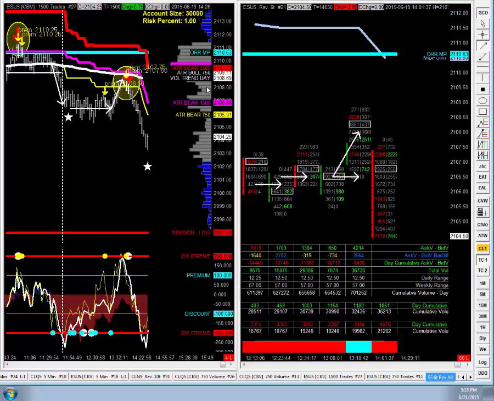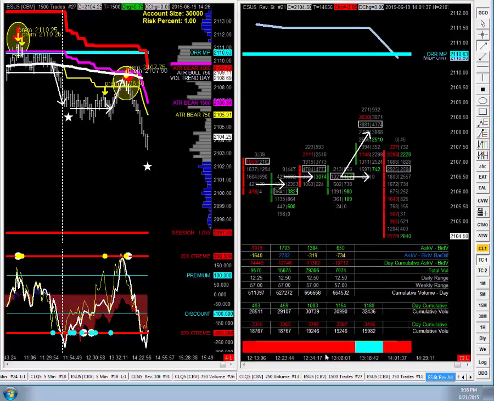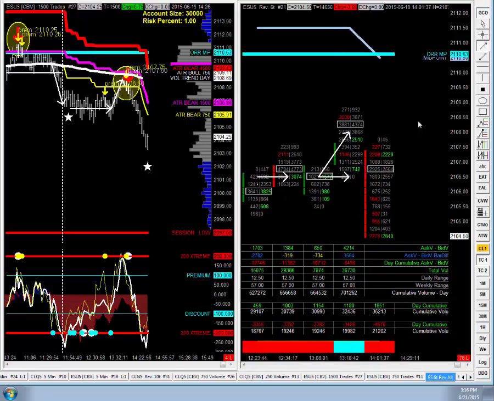So up here at the 2108s, you can see on the number bars, price stalled right there at the 2108.50s. Now, what I want you to make note of here is the imbalance, the sell imbalance.